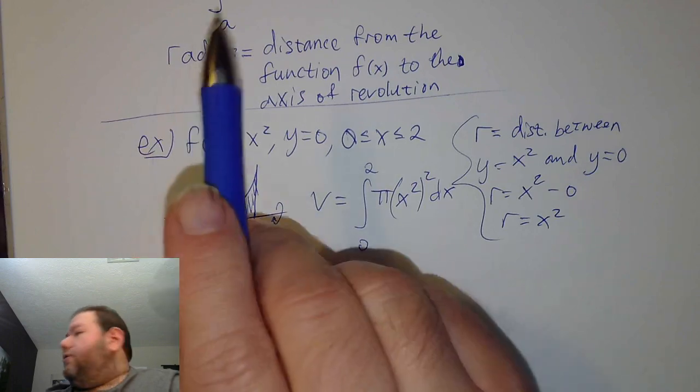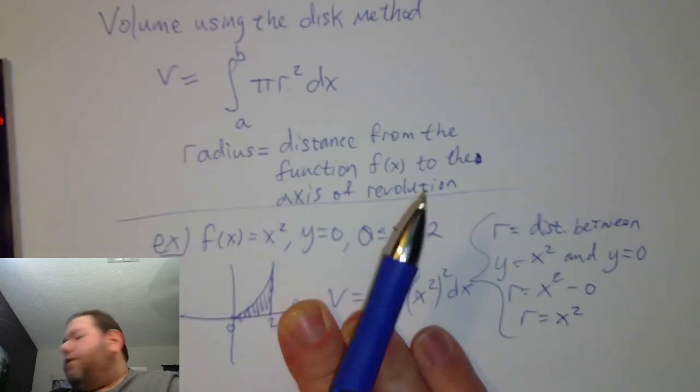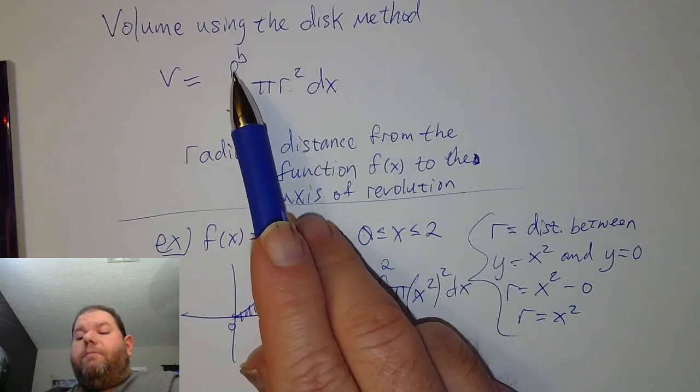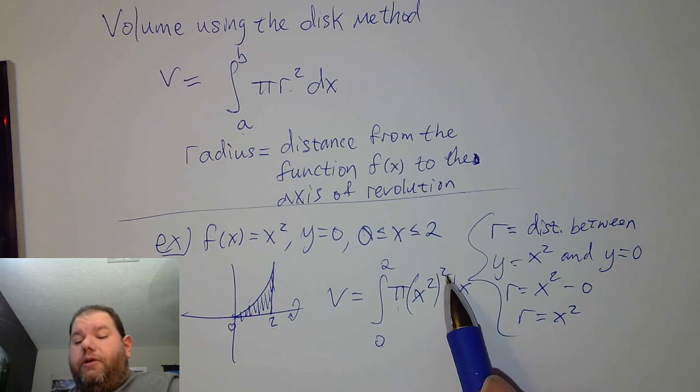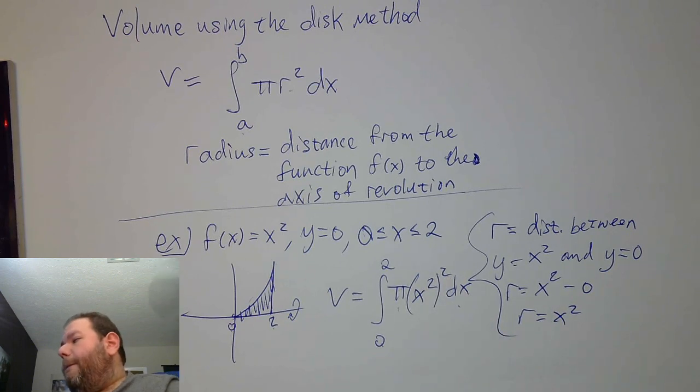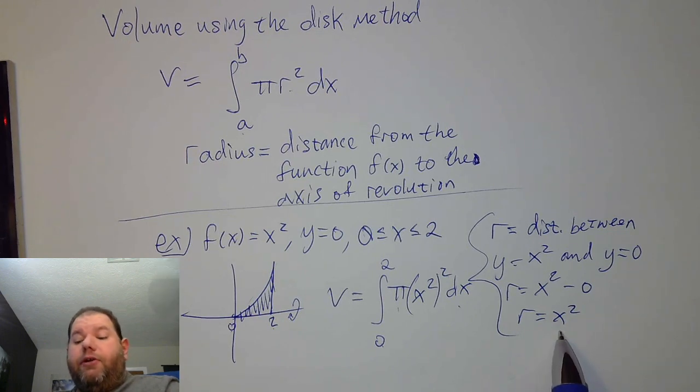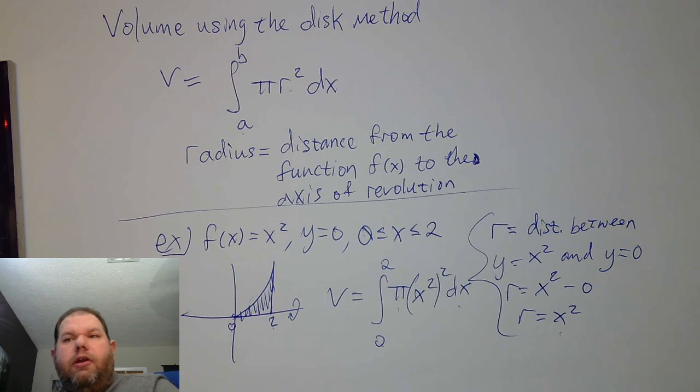So we said, further up, volume is integral a to b pi r squared dx. So we do 0 to 2 pi, here's r squared dx. So whichever expression we get here, we still have to square it before we go about the rest of the problem.